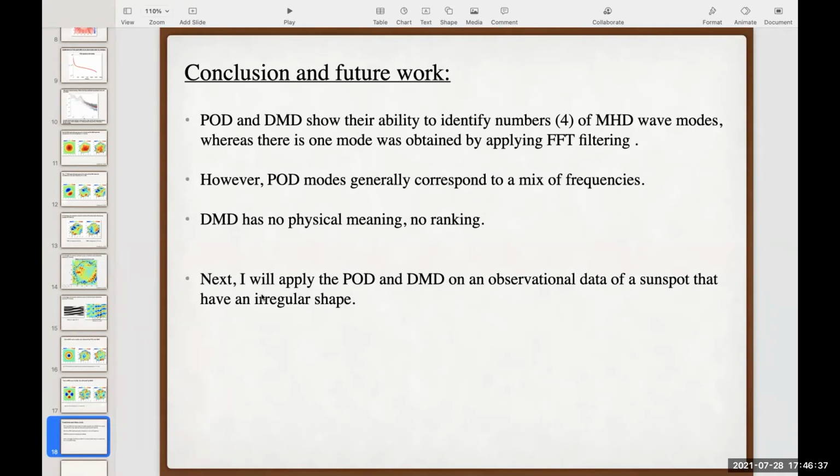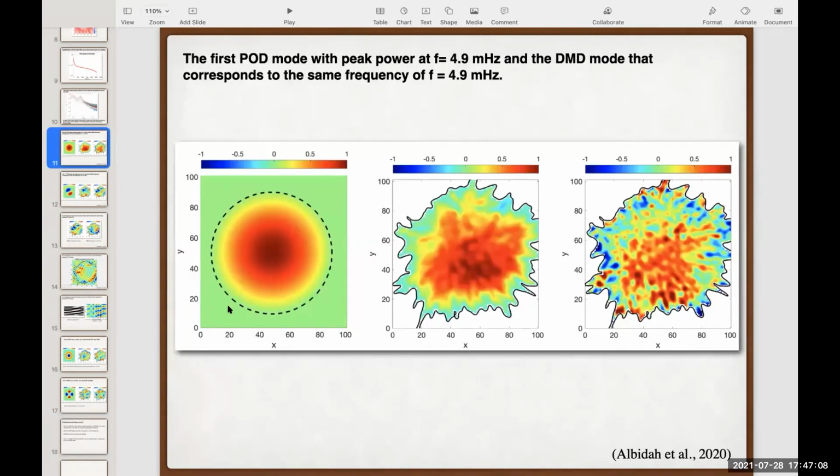The challenge with that is the POD will not work very well, as it works in the circular direction, because the governing function in the model that I'm using here is the Bessel function, and the Bessel functions are orthogonal to each other by definition. But if the shape of the sunspot is irregular, this cylindrical, circular model will not work anymore. So we need to compare our result with a model that has an irregular shape.